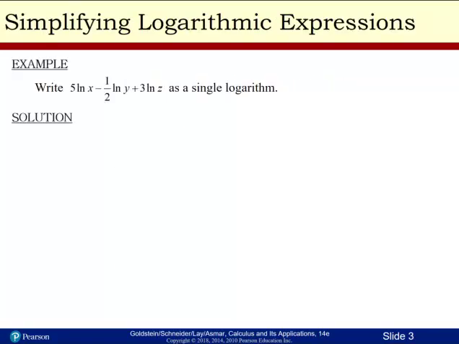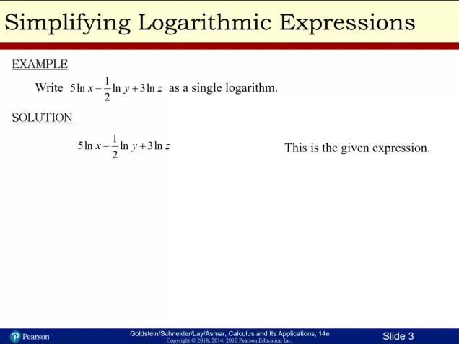So let's look at an example. And this is just a purely algebra example. We're going to rewrite 5 natural log of x minus 1/2 natural log of y plus 3 natural log of z as a single logarithm. So what we're going to do is write down our given expression. Then we're going to use property 4.